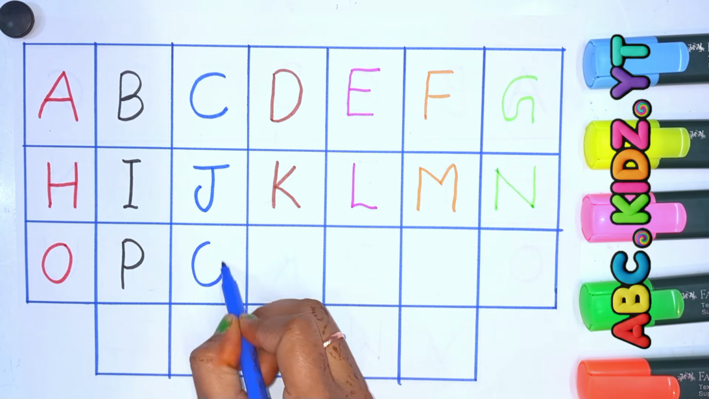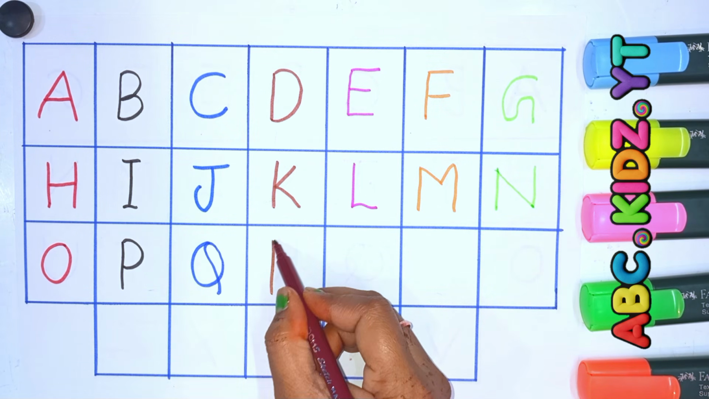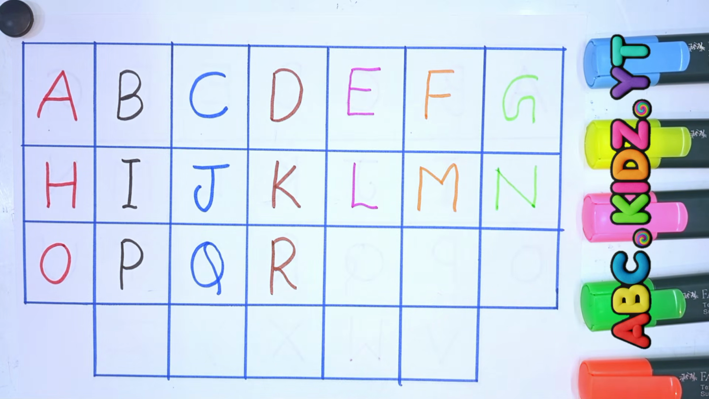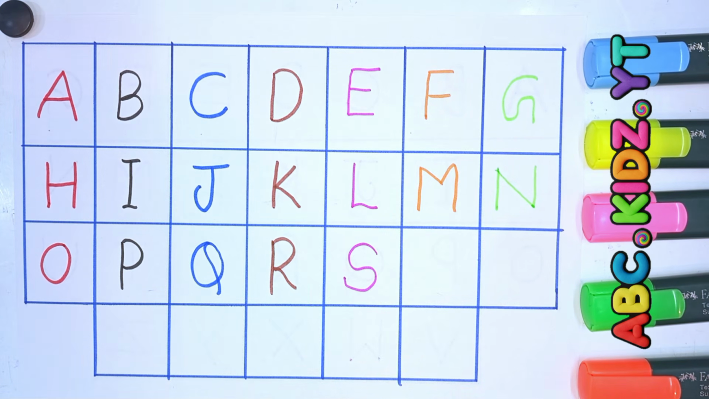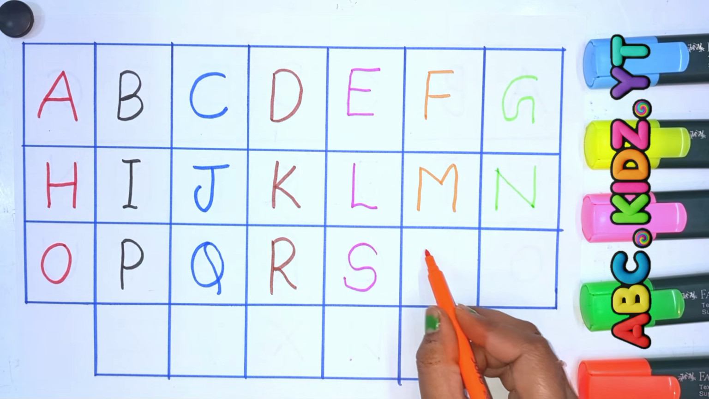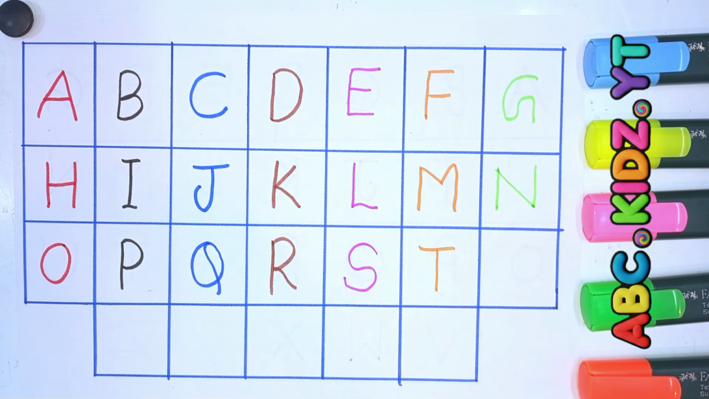Q for queen, R for rainbow, S for star, T for tree.